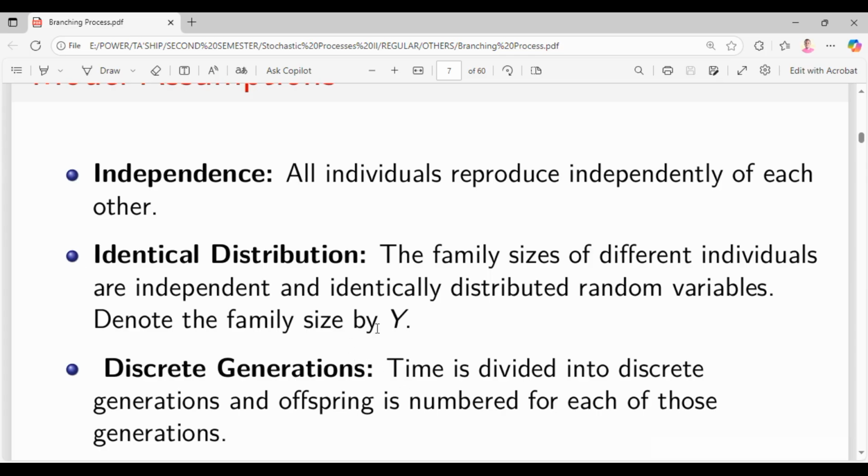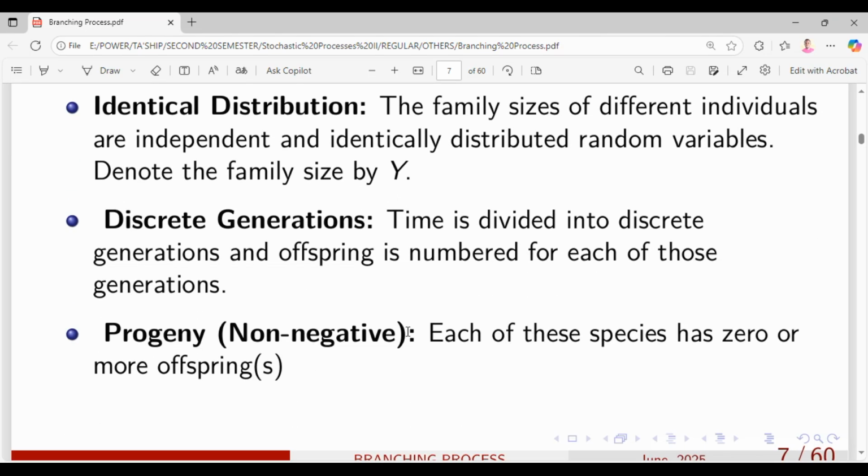That's where the identical case comes in. They are all following some distribution, just that the family sizes may be different. Let's say the family size follows a binomial distribution, then it is going to follow that for all the children in the generation. That is what we mean by that. We also have discrete generations, as in we divide the generations into discrete ones: the first generation, second, third, and so forth. And the number of children in each of these generations is also discrete. Like I told you, we cannot have negative human beings or offspring in each of the generations or family sizes. So that's the progeny assumption.